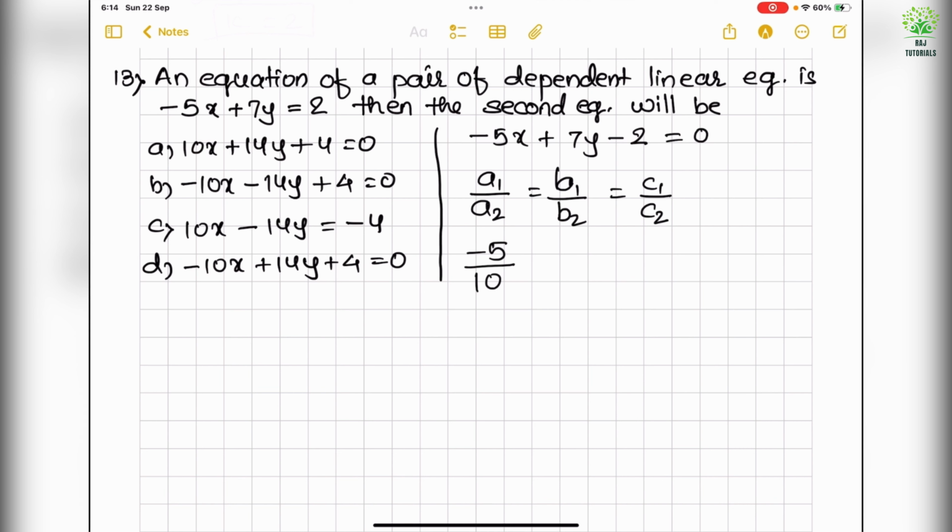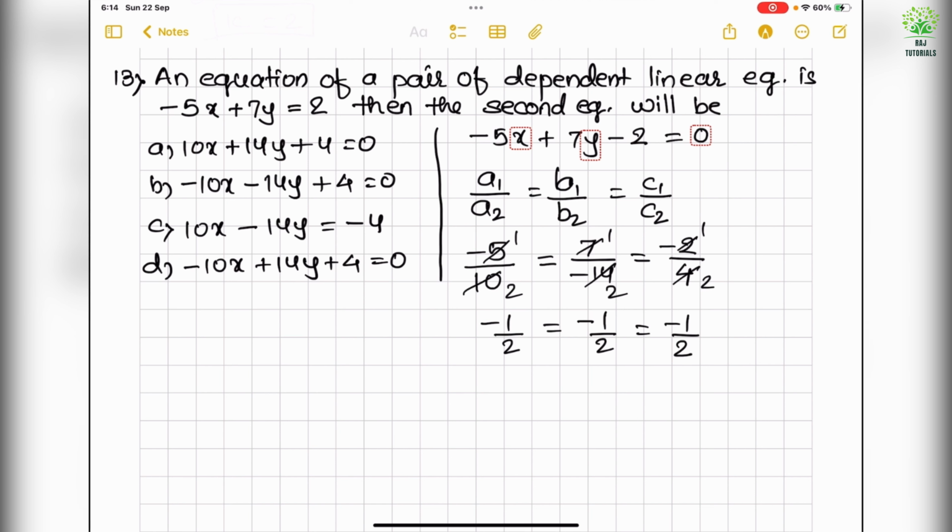So if I consider all the four options, I will have only one value where I will have this chance. So minus 5 upon 10 should be equal to 7 by minus 14 equal to minus 2 by 4. So see, if I cut 5 ones are 5, twos are 7, ones are 7, twos are 14. So I am getting everywhere minus half. So only this option.